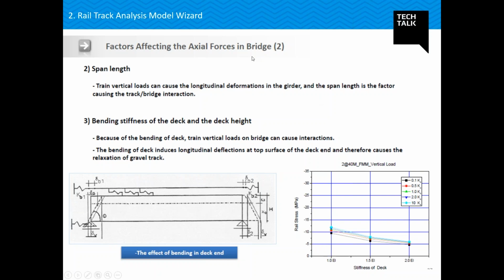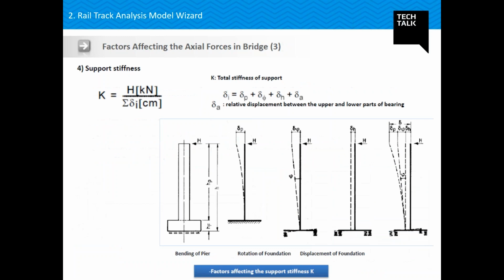Span length. The other factors which are affecting the axial force in the bridge is the span length, as we know. The longer the span, the more bending, the more stresses will be generated in my rail. Then bending stiffness of the deck, as I already explained to you. This we have already covered. The more the deck will bend, the more it will give rise to stresses in my rail. So the stiffer my deck, the less the stresses in my rail.